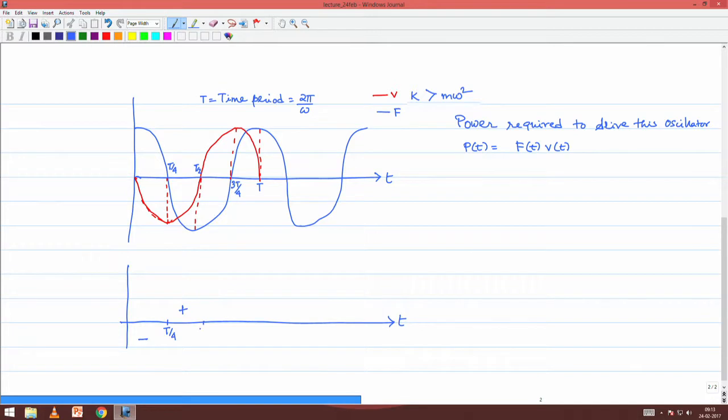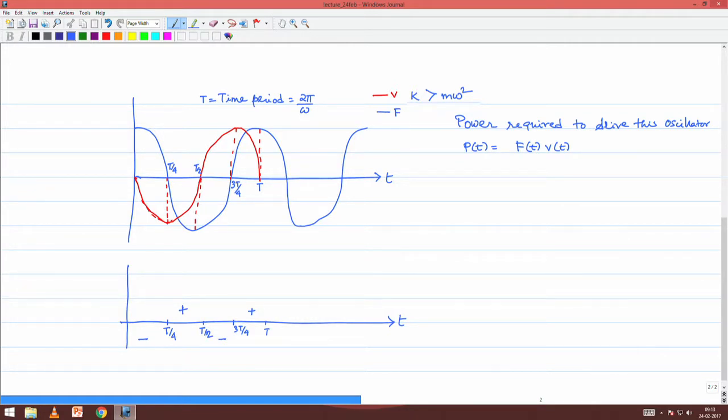What happens progressively in the next quarter cycle, that is from T by 2 to 3T by 4? Force is negative, but velocity is positive, as a result the power is negative. And what happens finally between 3T by 4 and T? Both are positive. So, finally, we get to see again a positive power, and this cycle will continue. Between each consecutive quarter cycles, you will now see that the instantaneous power is going to fluctuate in sign. Sometimes it is negative and sometimes it is positive.